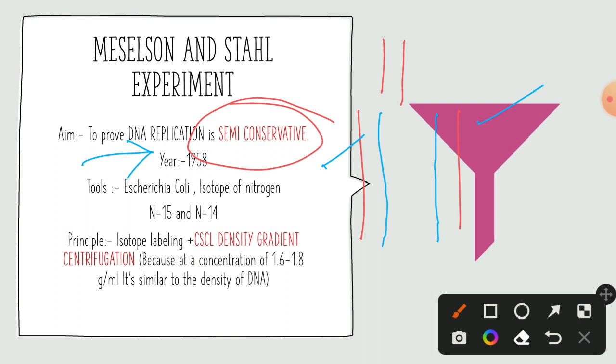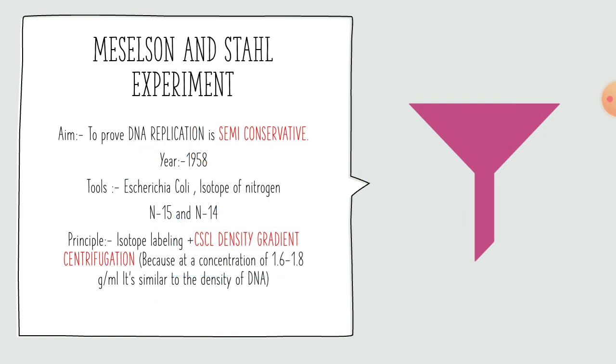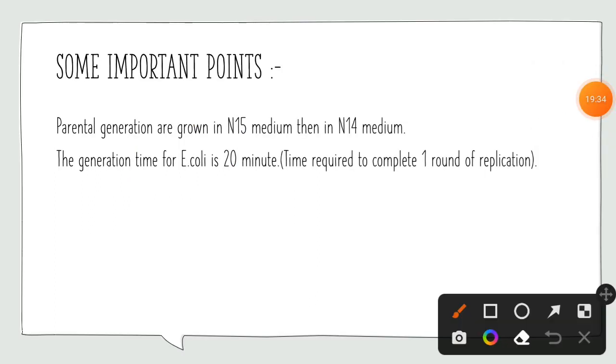Okay, and this is the explanation of why we use cesium chloride to make the density gradient: at 1.6 to 1.8 gram per milliliter, the density of the cesium chloride is exactly equal to the density of the DNA. So we can use this to perform the density gradient centrifugation. Here are two important points to remember: the parent E. coli must be grown in N15 medium first, then in N14 medium.